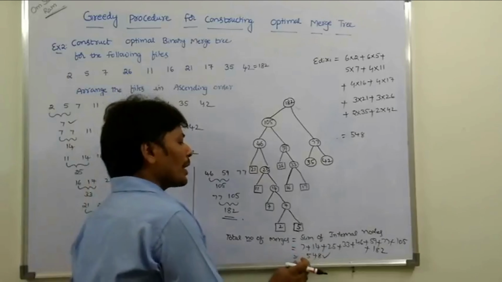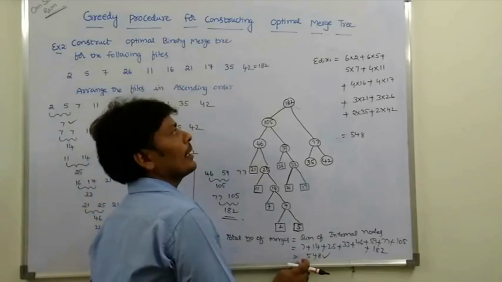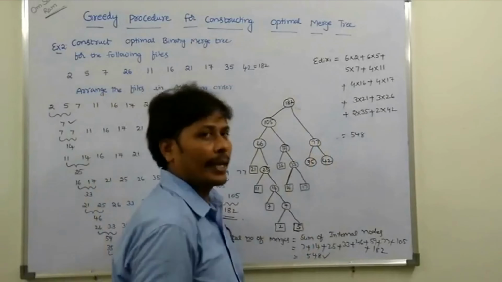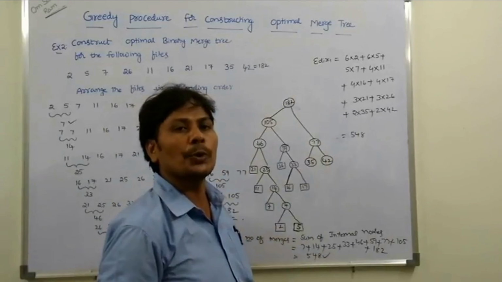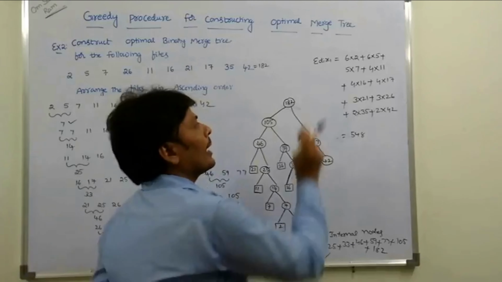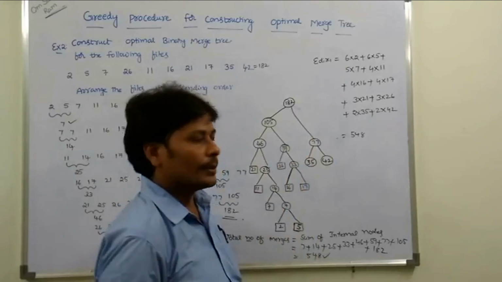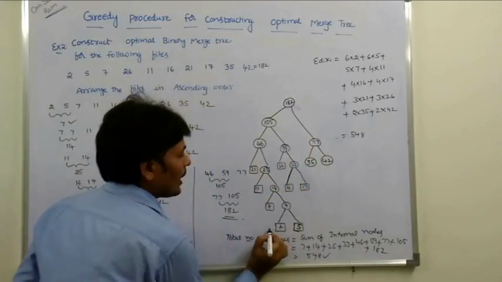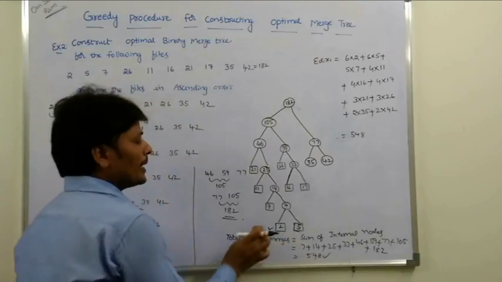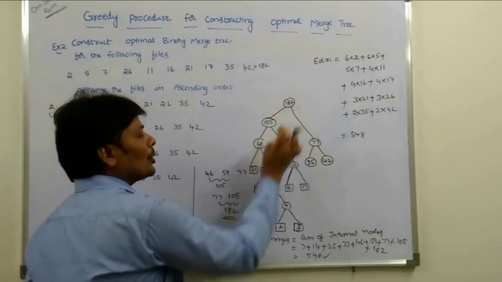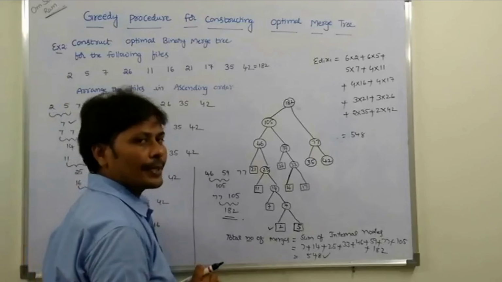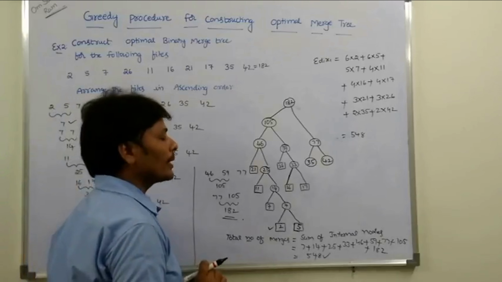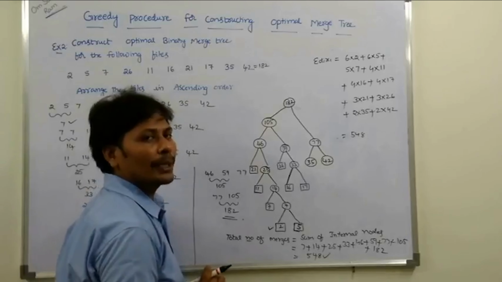Next, this value can be obtained by using the sigma di xi, where di is the distance from the root node to the leaf node, and xi is the leaf node. So first the leaf node is 2. The distance from the root node to the leaf node is how many edges are to be traveled to reach the leaf node from the root node.